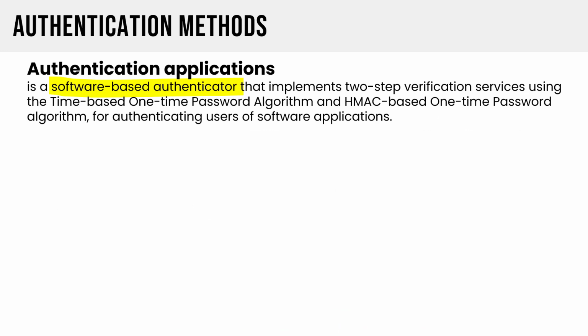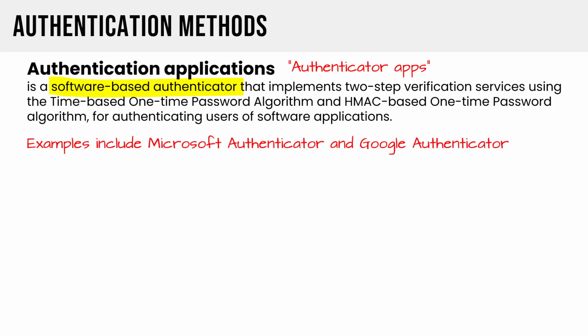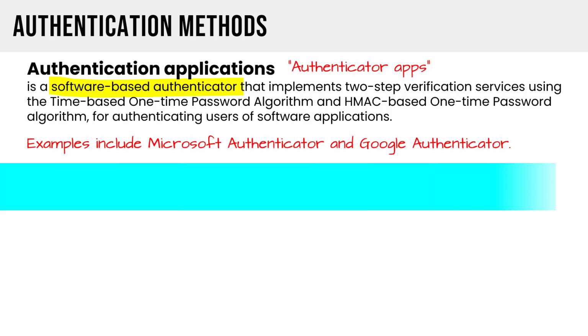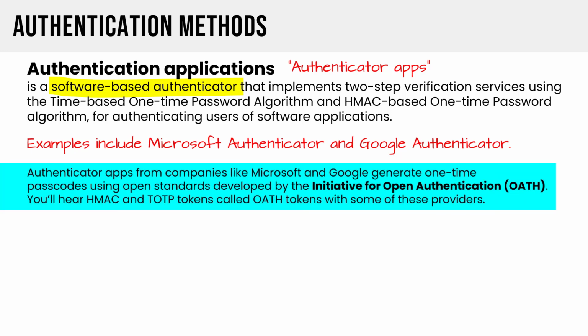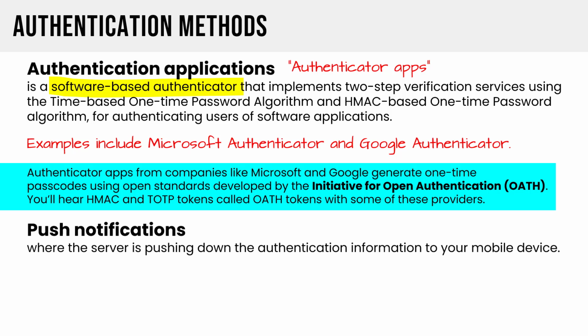Authentication applications, or authenticator apps as they're more commonly known, are software-based authenticators that implement 2-step verification services using the time-based one-time password algorithm and the HMAC-based one-time password algorithm for authenticating users of applications. Examples include Microsoft Authenticator and the Google Authenticator app. So these apps use open standards developed by the Initiative for Open Authentication, or OATH. So you'll hear HMAC and the time-based one-time password tokens called OATH tokens with some of these providers.